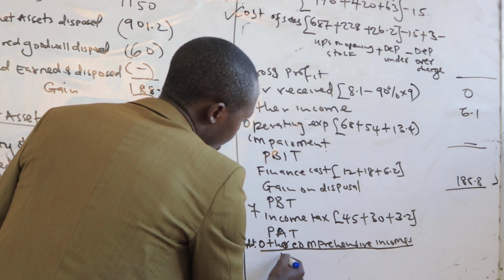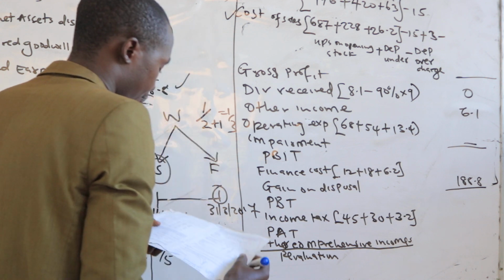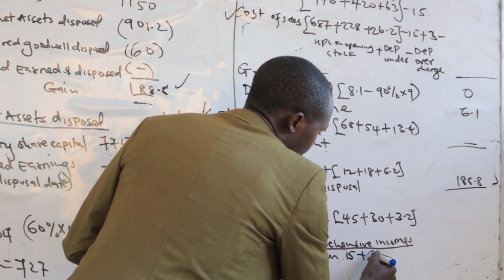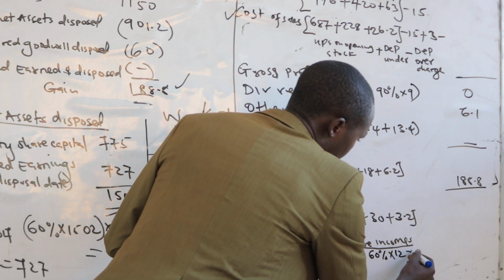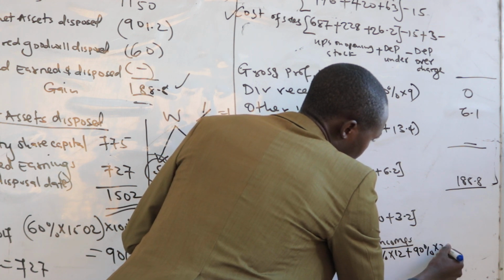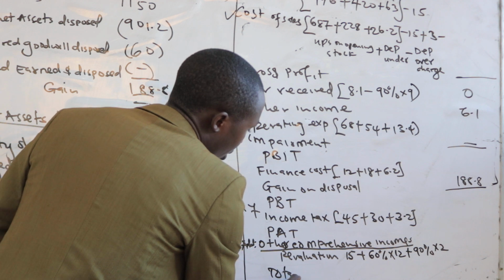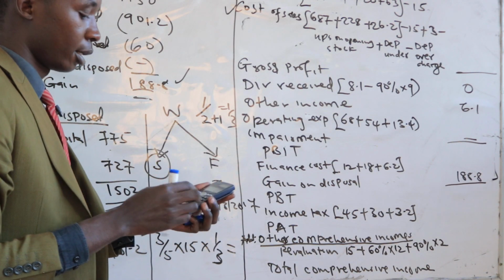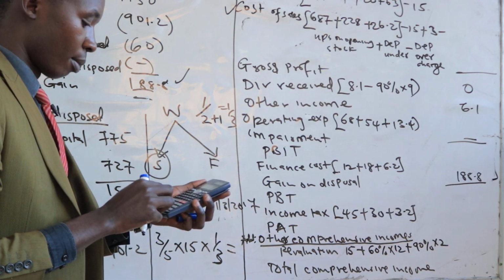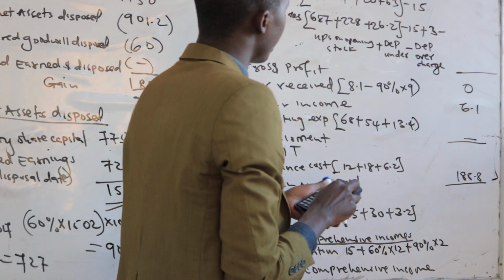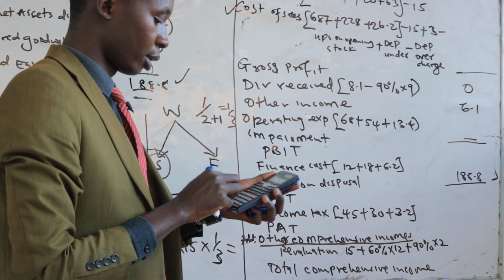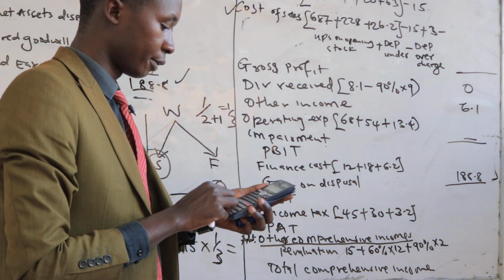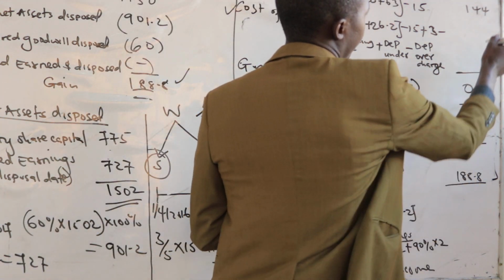In this case, for other comprehensive incomes, we have only the revaluation. The only revaluation there is 15. I'm supposed to add 60% of 12, and add 90% of 2. Up to that point, I can say we have the total comprehensive income. So now we can get the relevant figures: 976 plus 420 plus 63, then subtract 15. I'm getting 1444.